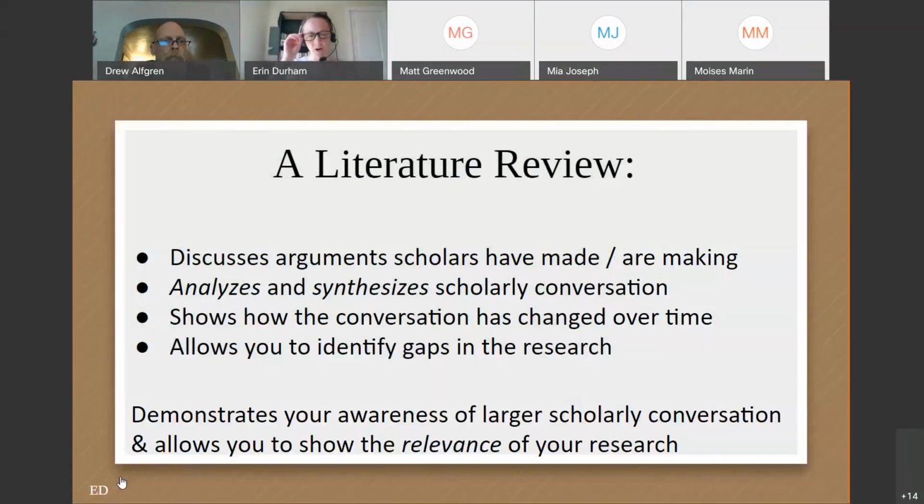Yeah, and that point at the very bottom just demonstrates that you're aware of the conversations that are happening. You have read the works of scholars in your field, and you're able to situate your own research and discuss its relevance, show that it's needed.